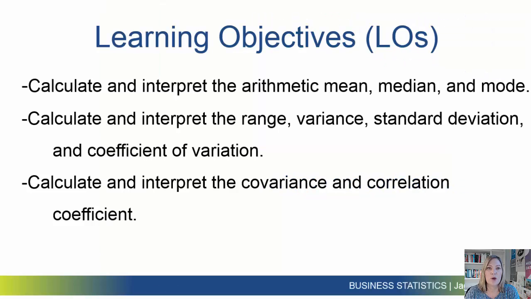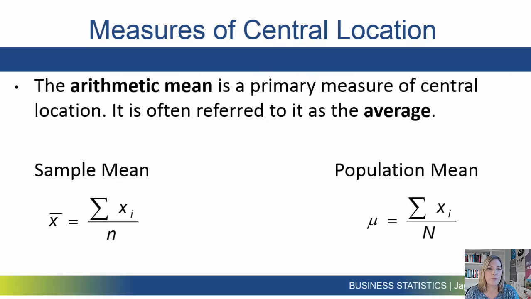Here are the learning objectives. We're going to look at how we calculate and interpret the mean, median and mode, how we calculate and interpret the range, variance, standard deviation and coefficient of variation. Lastly, we look at how we calculate and interpret the covariance and correlation.